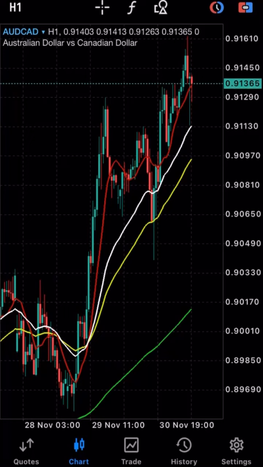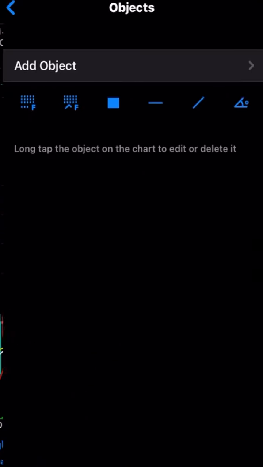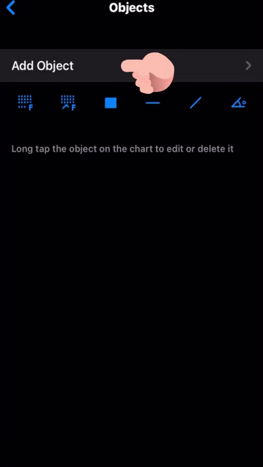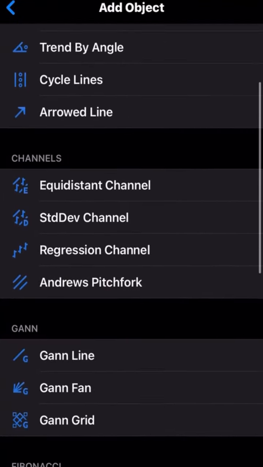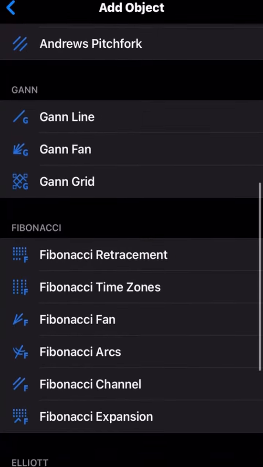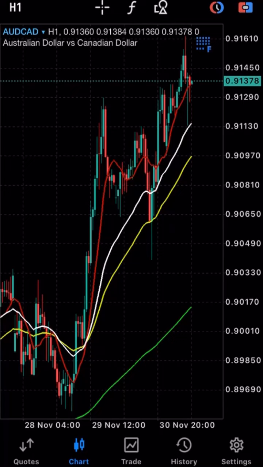Now, how do I find this particular tool? When you look up the chart, you will see a plus sign, an F sign, and something that looks like a tool. You click on that tool. Once you click on it, you will see add object. You click on add object, and you go down till you find Fibonacci retracement. I click on it, and now the tool has appeared.